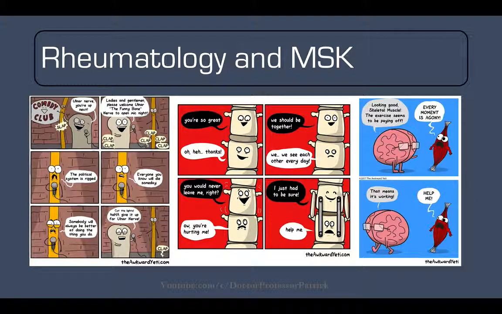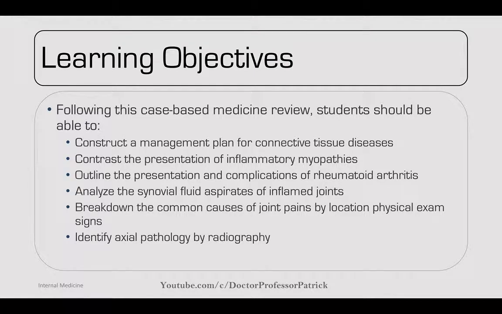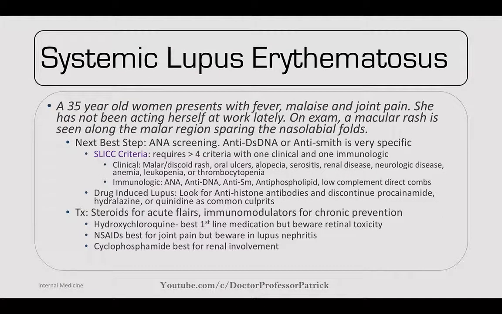Now we're going to start on rheumatology and musculoskeletal. The learning objectives here are to construct a management plan for connective tissue diseases, to contrast the presentations of inflammatory myopathies, to outline the presentation and complications of RA, to analyze synovial fluid aspirates of joints, and break down the common joint pains by location, physical exam signs, and identify axial pathology by radiographs.